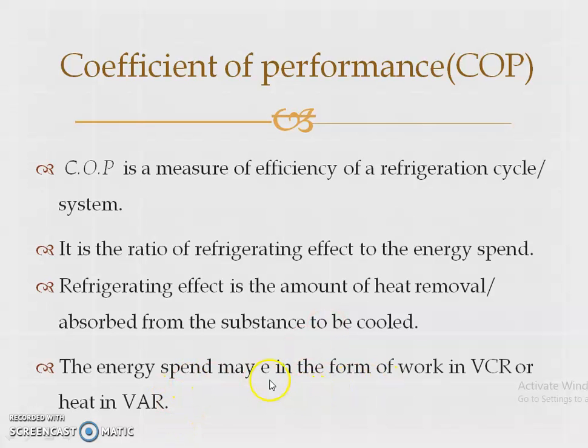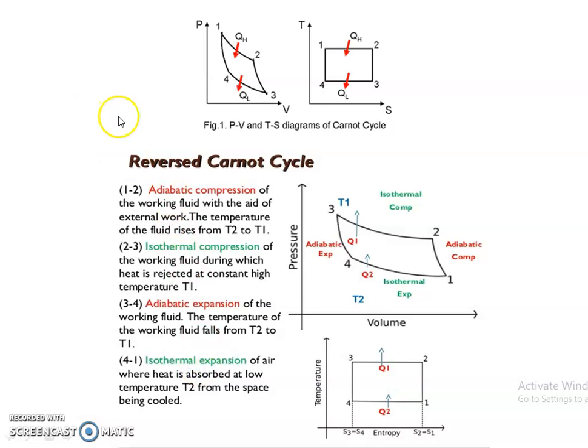The energy spent may be in the form of work in the vapor compression, or variable absorption refrigerant. Before we go to the refrigeration cycle, first of all, you should know what is meant by the Carnot cycle and also the reverse Carnot cycle. From the Carnot cycle, which we use for the power generation process, there are four processes.